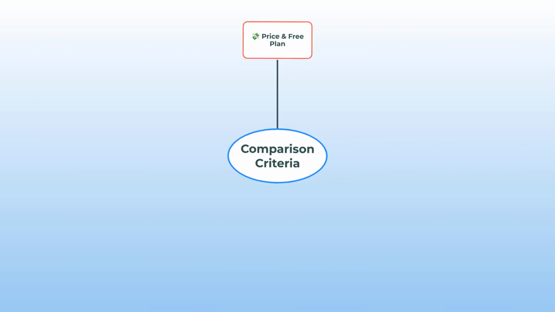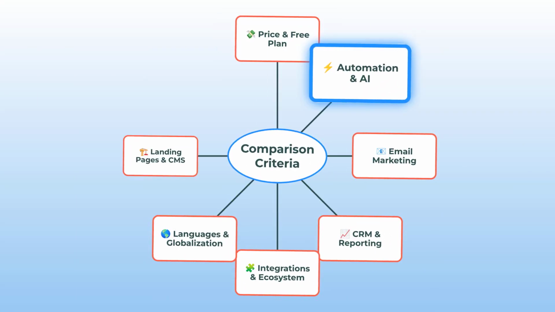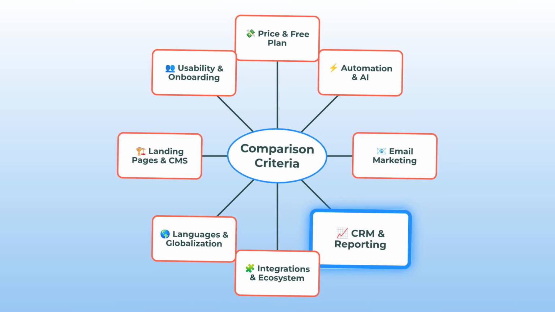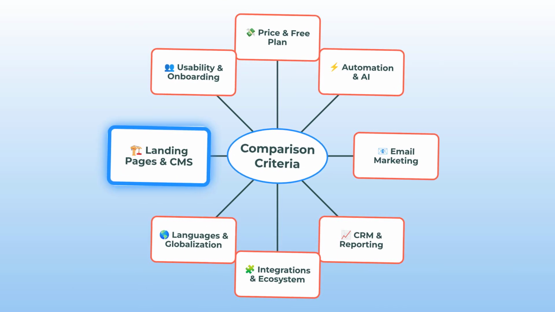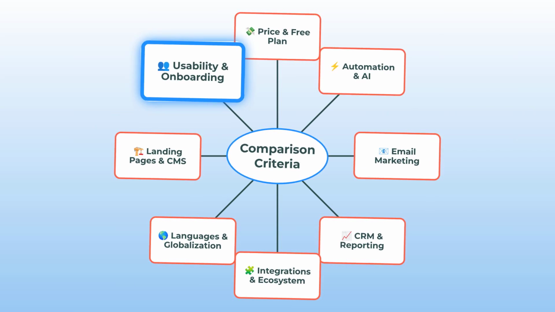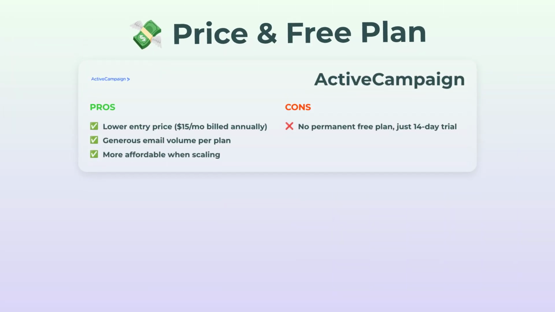So, just to lay it out, here's the roadmap for our comparison. Price and free plan, automation and AI, email marketing, CRM and reporting, integrations and ecosystem, languages and globalization, landing pages and CMS, and finally, usability and onboarding. That's a lot, but trust me, by the end, you'll know exactly what fits you best. Okay, first up, price and free plan.